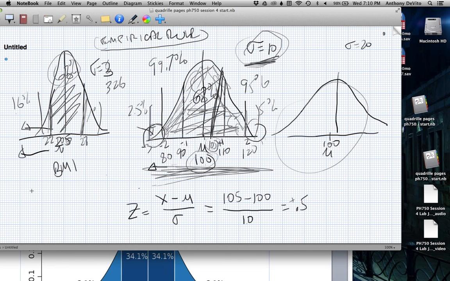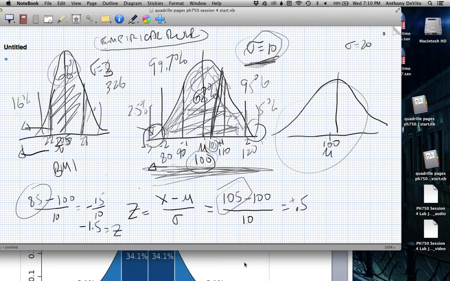If I had done the same thing for a value of 85, how would that have worked out? It would have been 85 minus 100 over 10, right? That would be minus 15 over 10, which would be minus 1.5, a z-score of minus 1.5. See, naturally, if you use that formula, it'll work out the positives and the negatives because 85 is to the left of the mean and 105 is to the right of the mean. So from now on, z-score is a number of standard deviations. That's really what it boils down to. That's really all that is.